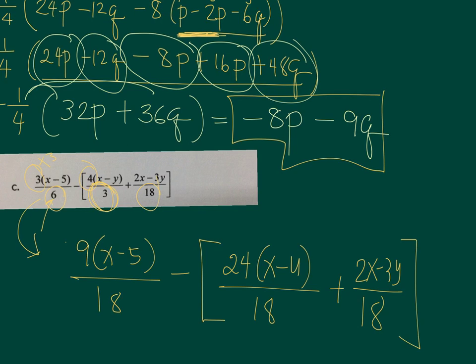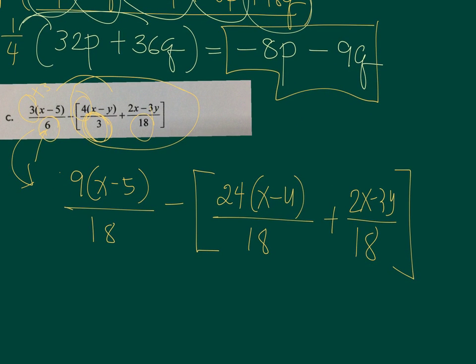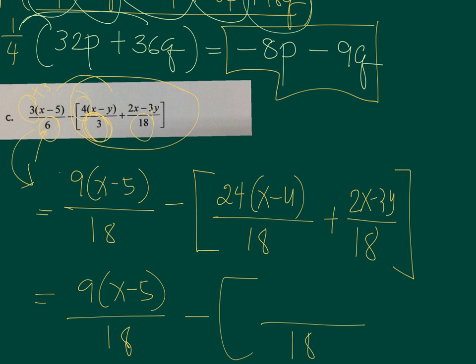Now note, this is just one of the many ways you can approach the problem. Some people will simplify this first and then they will subtract that from 3 times x minus 5 over 6. My solution is attacking all the fractions at the same time. Now that we have this, all we have to do is to continue copying 9x minus 5 over 18, then work on this group. You have 18 as the LCD, and then 24 times x minus y plus 2x minus 3y.